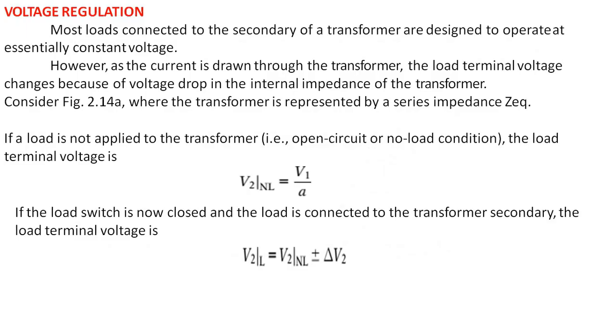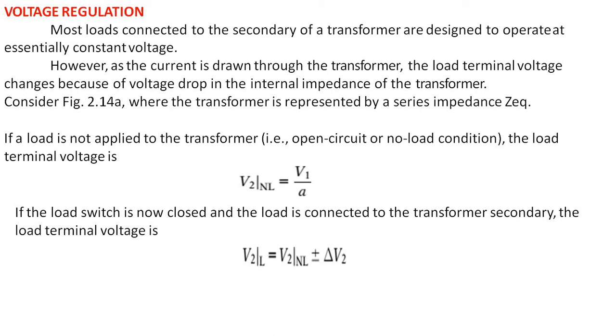The next one, voltage regulation. Most loads connected to the secondary of a transformer are designed to operate at essentially constant voltage. However, as the current is drawn through the transformer, the load terminal voltage changes because of the voltage drop in the terminal impedance of the transformer. Consider figure 2.14, where the transformer is represented by a series impedance Z equivalent.